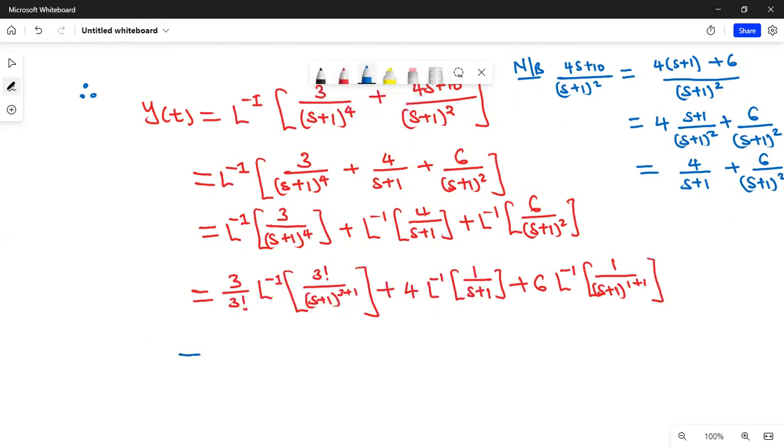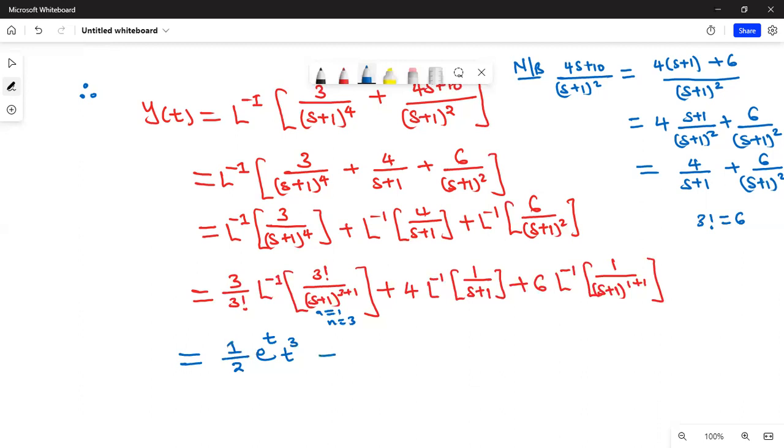So therefore, when you read the inverse, 3 over 3 factorial is the same as, remember, 3 factorial is equal to 6. So what is 3 over 6? That is 1 over 2. So I'll write here 1 over 2. Now here, a is equal to -1 and n is equal to 3. So it will be exponential of -t times t raised to 3.